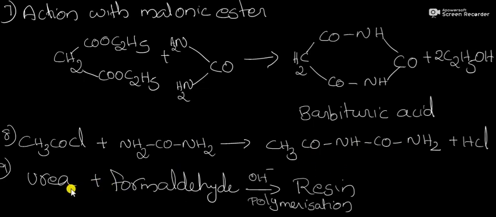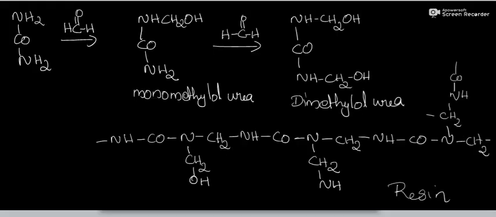Then another reaction is a polymerization reaction. Urea reacts with formaldehyde to form a resin. That is a polymerization reaction. Urea formaldehyde resin will form. And this is the reaction. When urea reacts with formaldehyde, HCHO, it will first be converted into monomethylol urea. That is the structure NHCH2OH CO NH2, which on again being treated with formaldehyde, will convert into dimethylol urea.